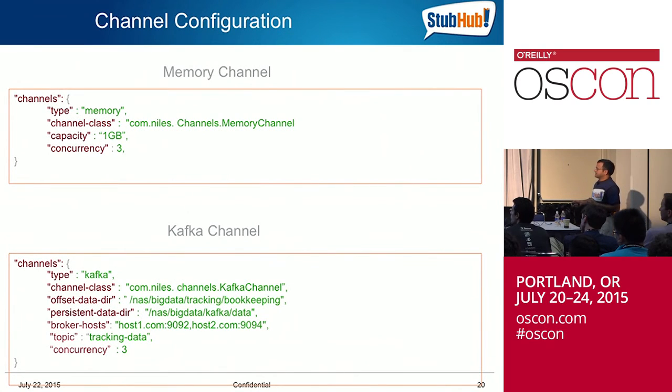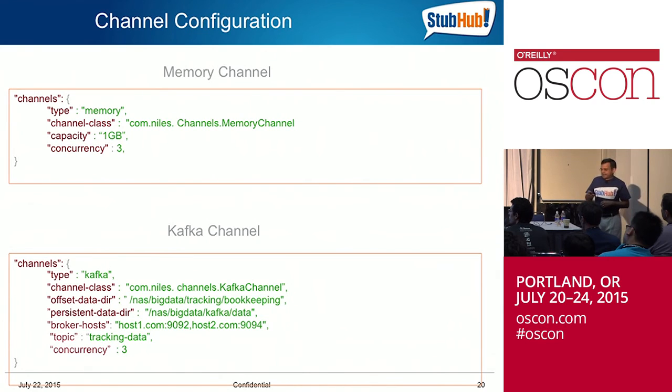For channels, I'm giving a couple of examples: a memory channel and a Kafka channel. The information for each type of channel is different. In the case of a memory channel, you express the capacity, the total memory, the buffer sizes and so on. And here you're expressing Kafka topics and hosts and whatnot, right?